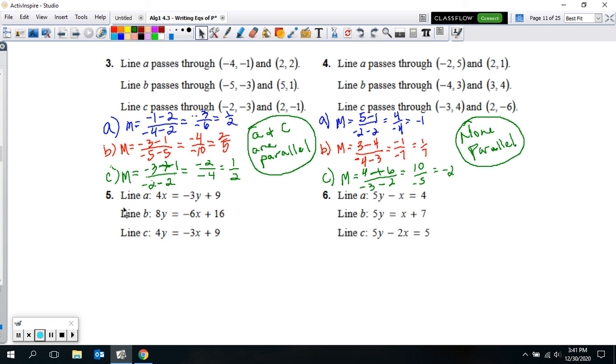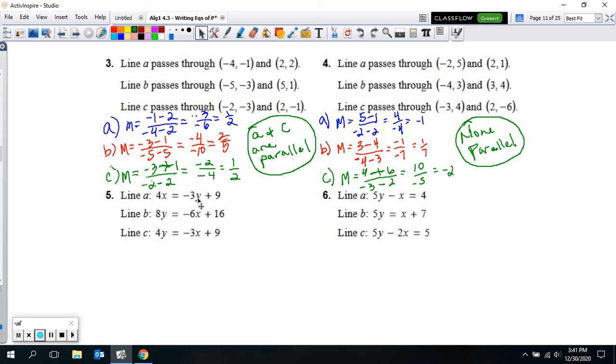Alright, moving on to number 5. This one, instead of giving us the picture of the graph, instead of giving us just the points, it gives us the equation of the line. And so the best way to do this is to set these equations into the slope-intercept form, y equals mx plus b form, so that we can identify the m, the slope. And so that's what we want to do here for A.